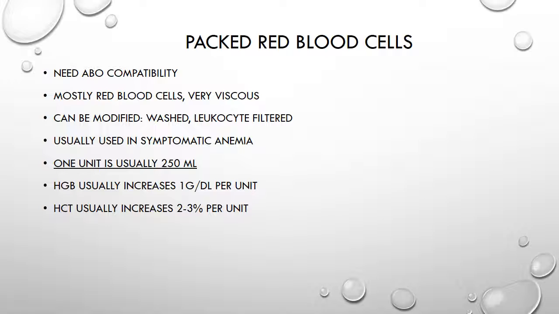Once we administer a packed red blood cell to our patient, the hemoglobin is going to go up a little bit. It's going to go up about 1 gram per deciliter for every unit of packed red blood cells we see. And then, of course, associated with that, you're going to see hematocrit rise. Hemoglobin rises, so of course the percentage of the hematocrit is going to rise. 2 to 3% per unit is usually the hematocrit increase that we see after a unit of packed red blood cells.